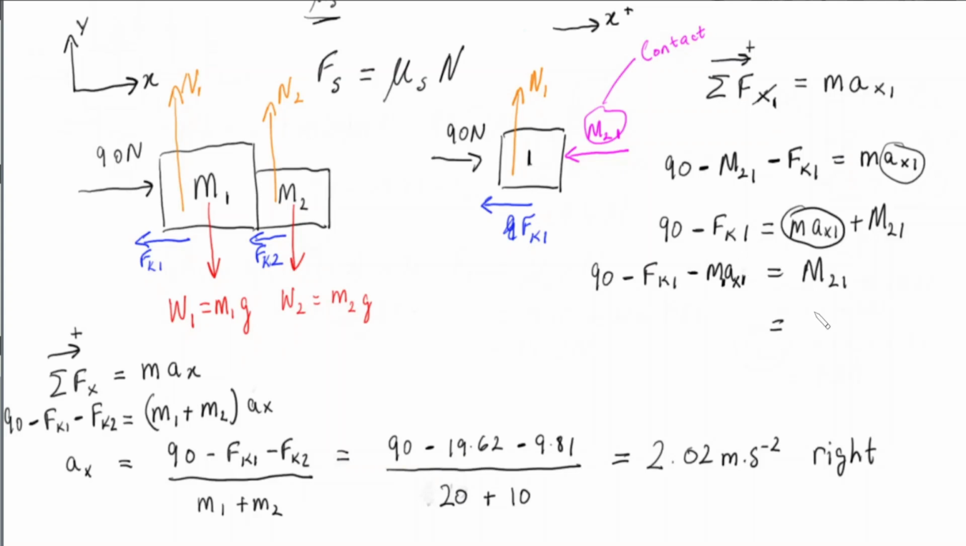So I can go ahead and substitute all my values in. So M21 is equal to 90 minus Fk1, which was 19.62, minus m1, which we know is 20, and we know ax1 is 2.02, so I can sub that in as well. And that gives us a contact force, which is 50.18 newtons between these two blocks.